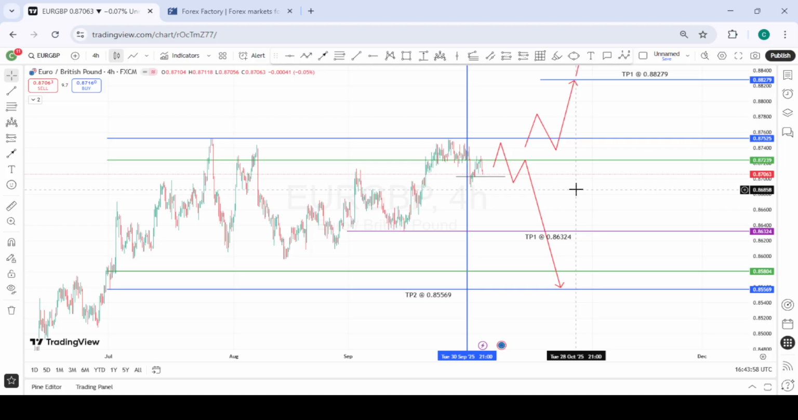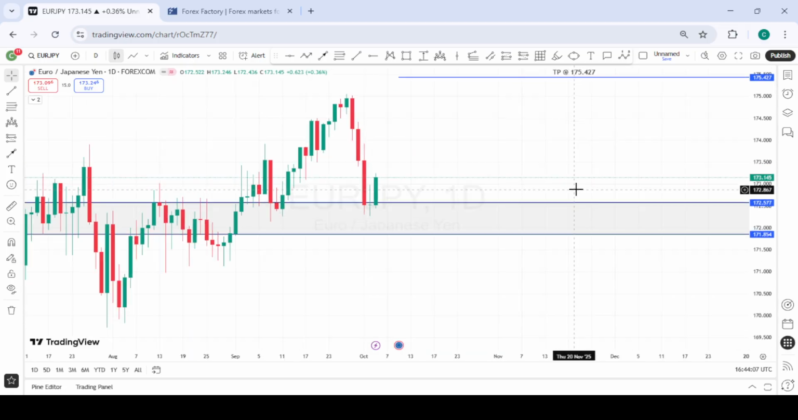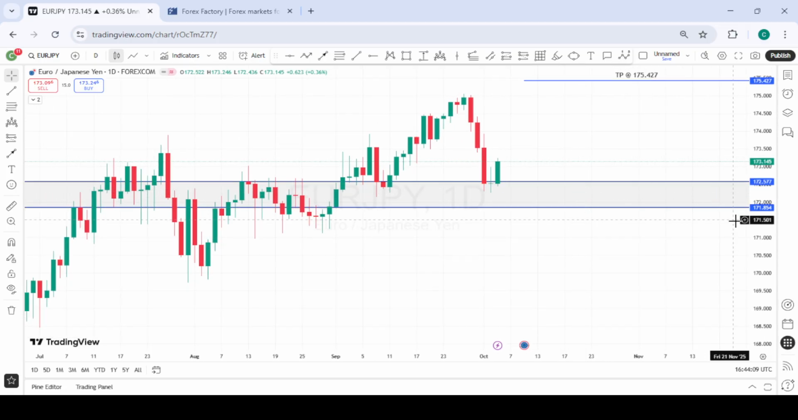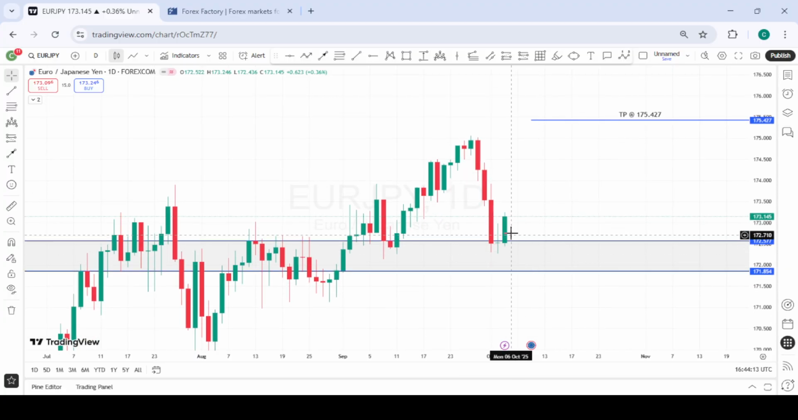EURJPY. We have here EURJPY, and for EURJPY, just as we saw on the Japanese yen index, we have this nice reversal pattern or reversal confirmation from this strong area of interest.